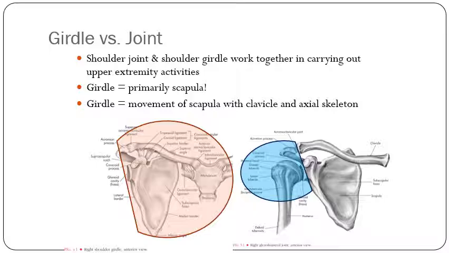So when we're looking at the functional anatomy here, we're primarily looking at the movement that occurs at the scapula. There is some movement that occurs at both the AC joint, or the acromioclavicular joint, and the SC joint, or the sternoclavicular joint, but really we primarily look at the scapula. And again, the movement of the scapula with the clavicle and the axial skeleton. Remember how we differentiate between the axial skeleton and the appendicular skeleton. That's where this movement is taking place.